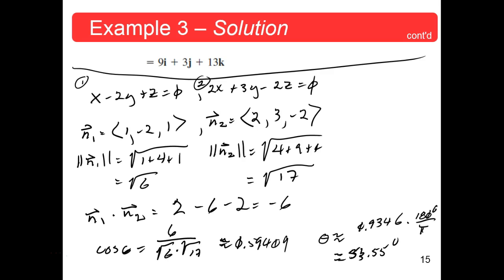Okay. Now, that was the first part, if I can see where to go here. Find the angle. We did that. Then find the parametric equations of their line of intersection between those two planes. The parametric equations of the line of intersection.